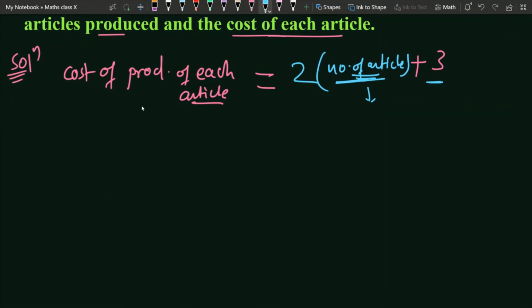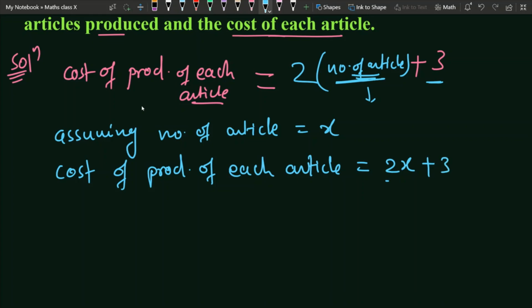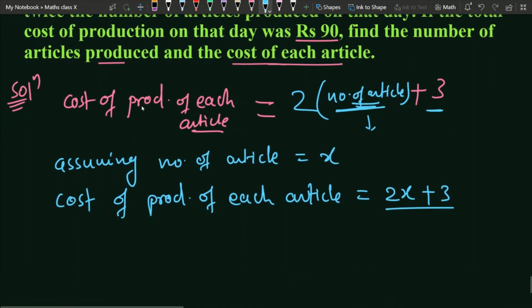So there is one more data given. The cost of production of article is 90. Assuming the number of articles is equal to x, what will be the cost of production of each article? It will be 2x plus 3. So the cost of production of each article will be 2x plus 3. Now it is saying that the total cost of production on that day was rupees 90.